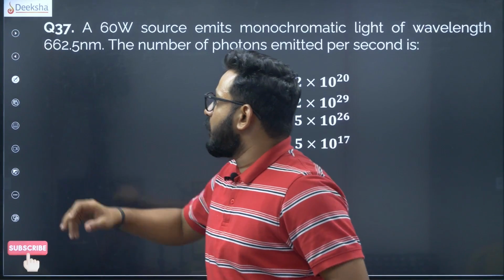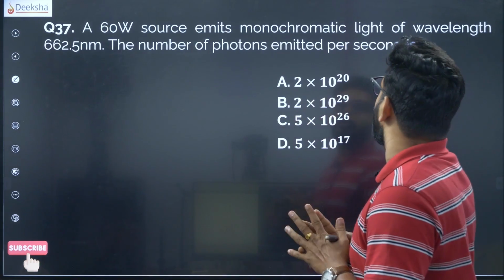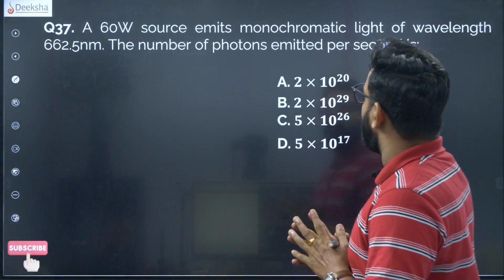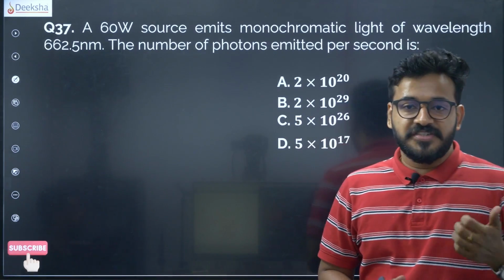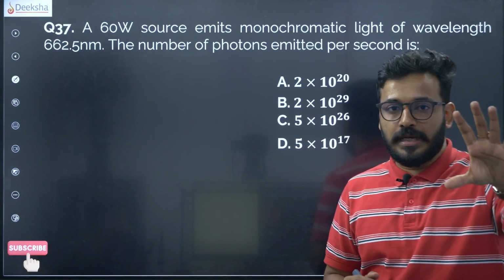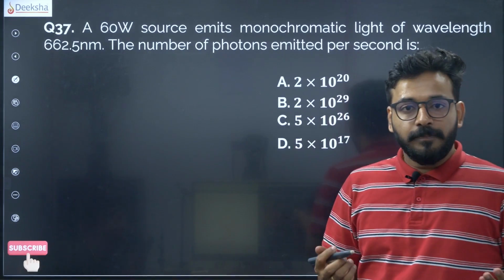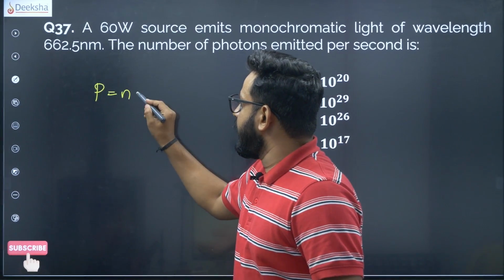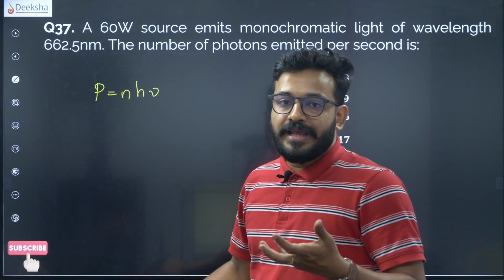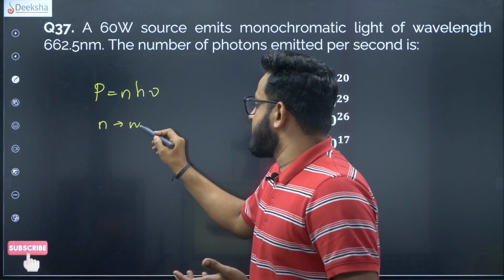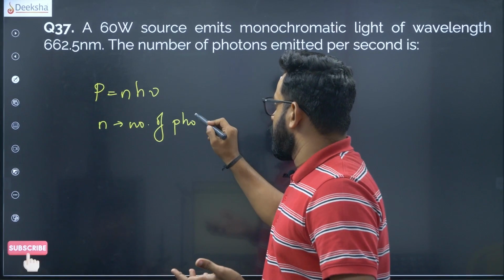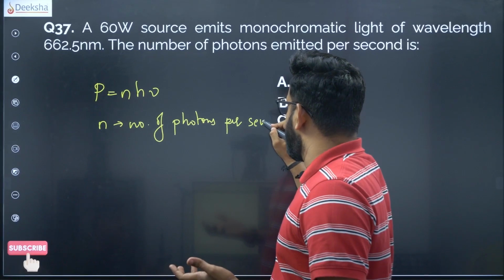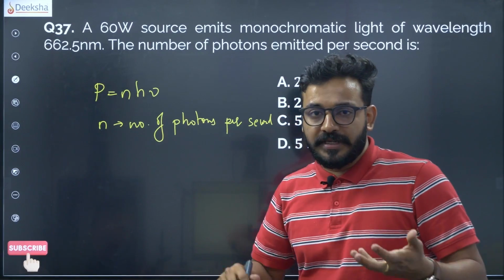Next question. A 60 watt source emits monochromatic light of wavelength 662.5 nanometer. The number of photons emitted per second is. Once again, a very straightforward question, very simple. Just by logic, I'll get you this. Now, there is a direct formula: the power is equal to N h nu, where N is the number of photons emitted per second, per unit time. So that is the power.